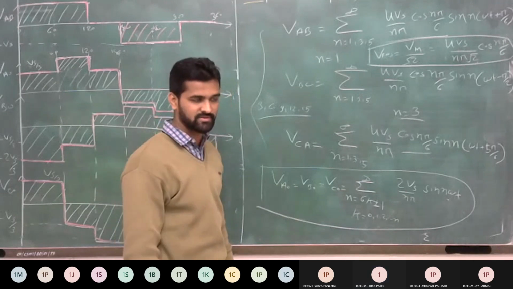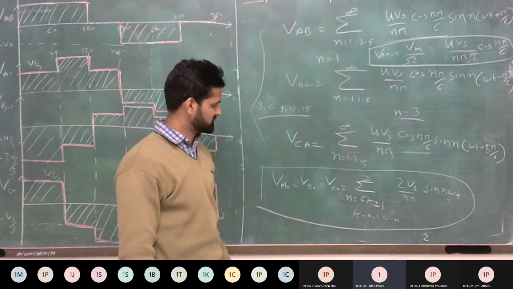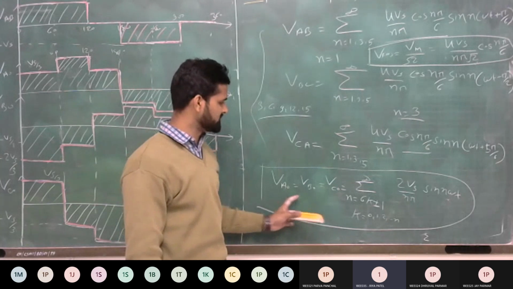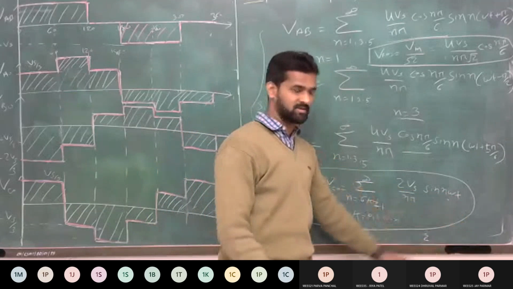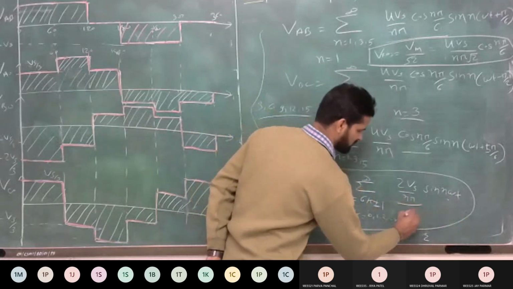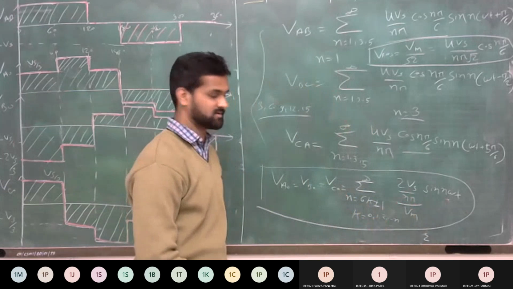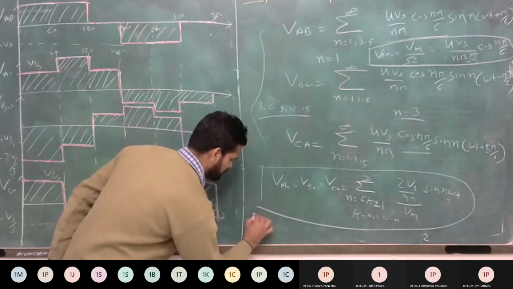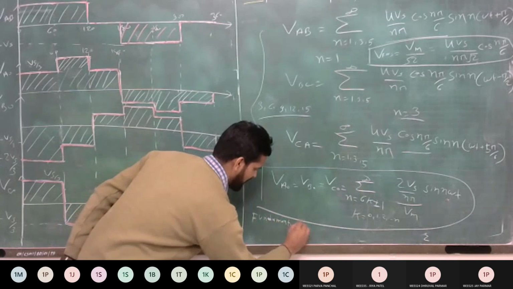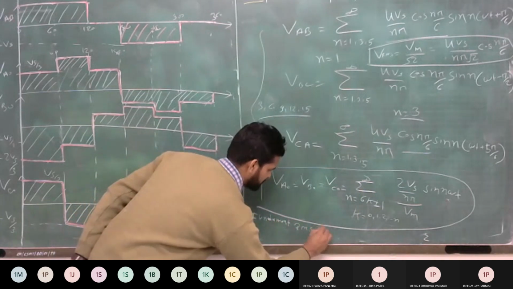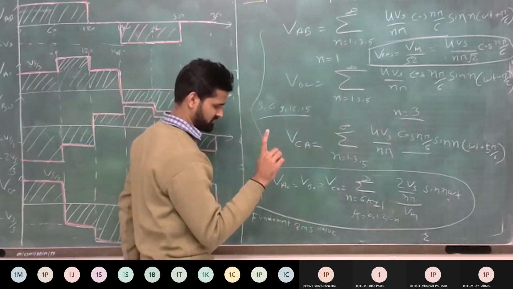Sorry? Root 2 Vs by n pi. See, what is the equation of phase voltage? 2 Vs by n pi into sin n omega t. So what is your peak value here? What is Vm? 2 Vs by n pi. Clear? Now we require the fundamental component RMS value. This n is equal to 1.